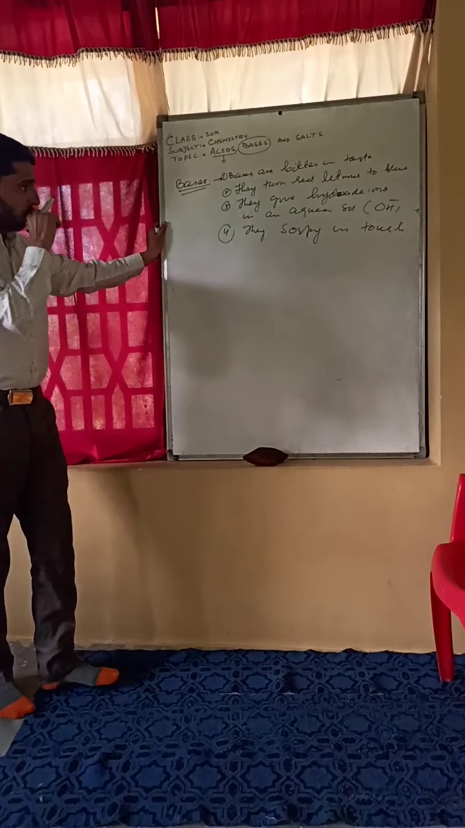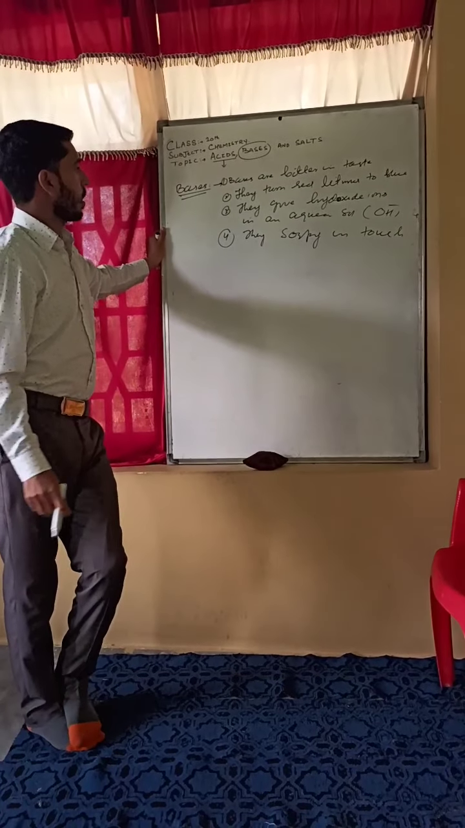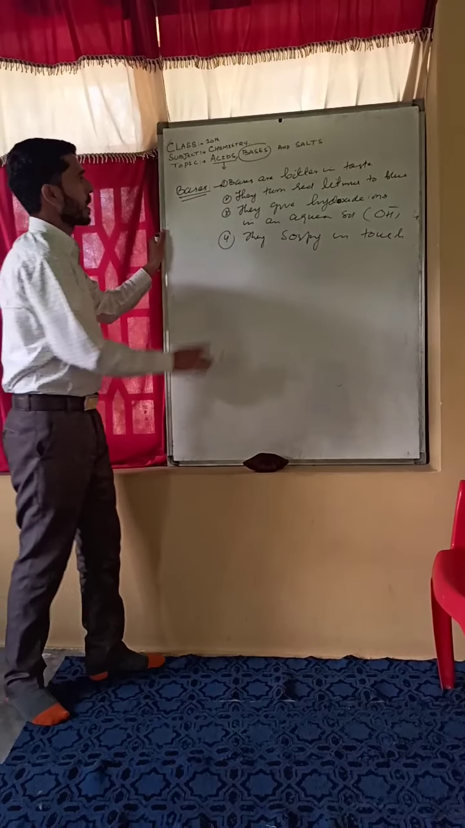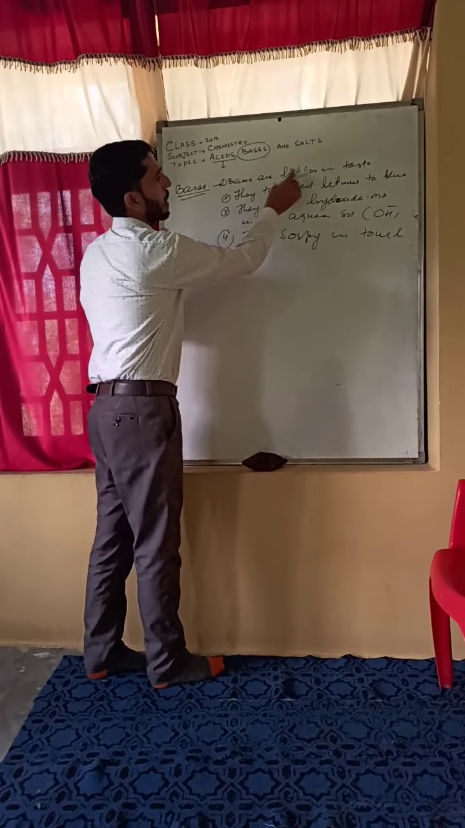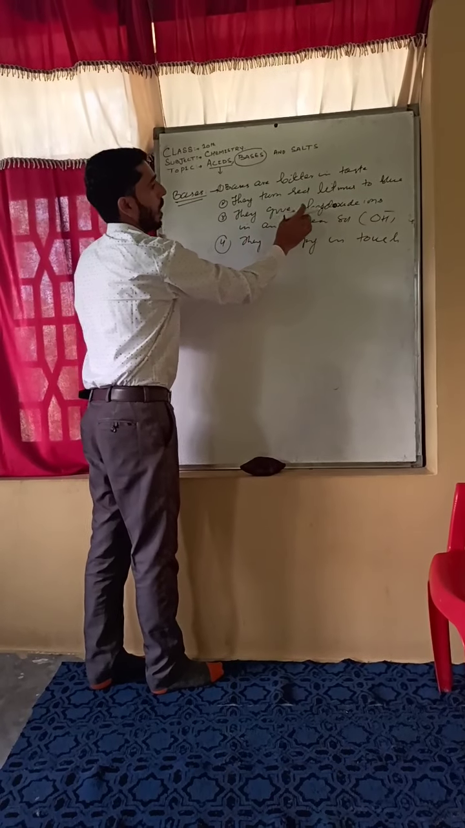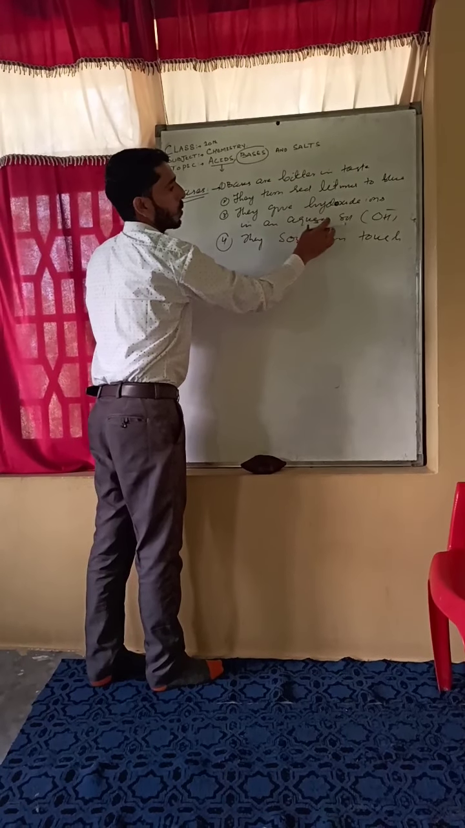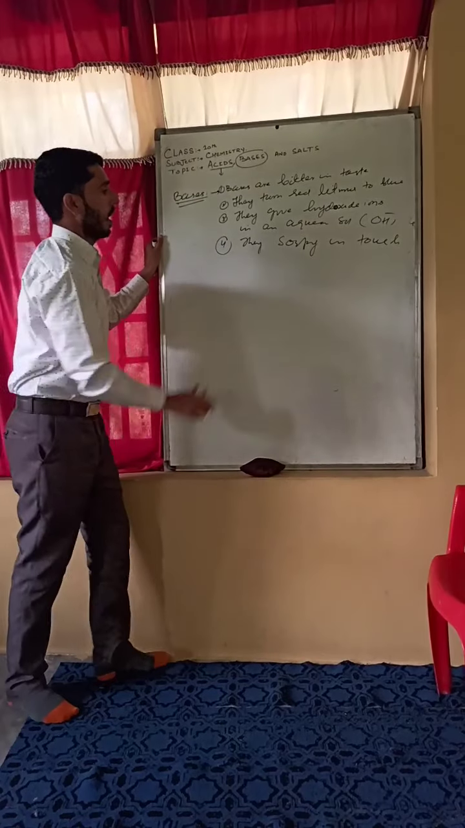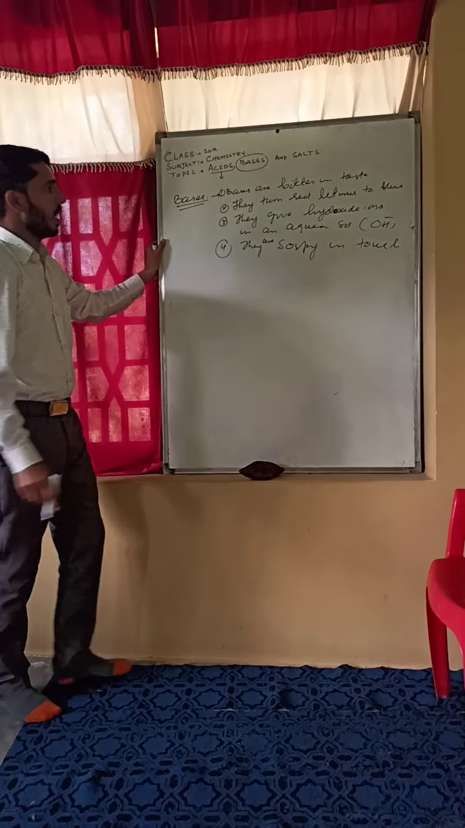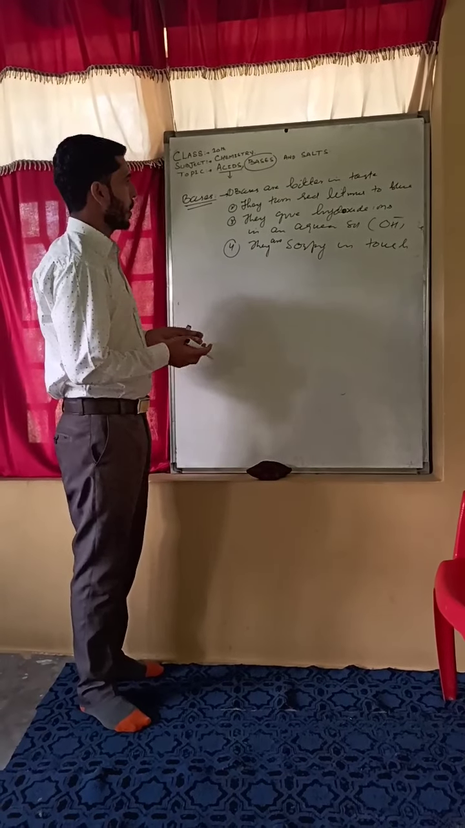Clear? This is the simplest way by virtue of which we can understand bases. What are bases? Bases are bitter in taste. They turn red litmus to blue. They give hydroxide ions in aqueous solutions. They are soapy in touch. Clear? Now this is one of the definitions.